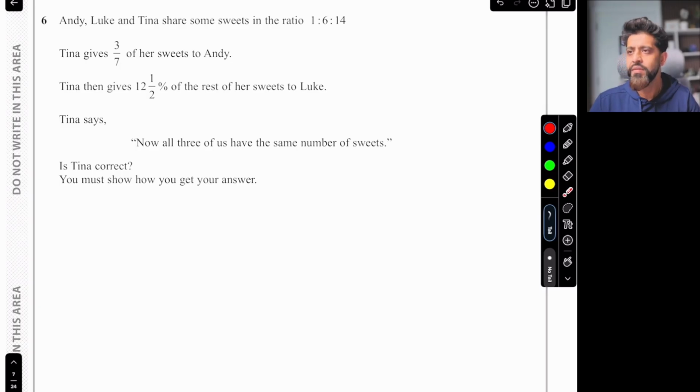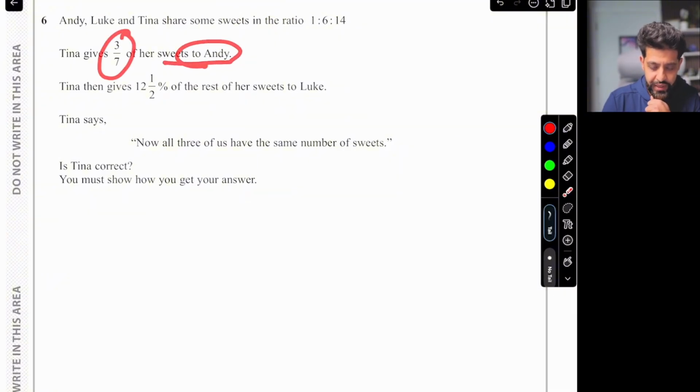Right, next, Andy, Luke, and Tina share some sweets in the ratio 1, 6, and 14. Tina gives 3/7 of her sweets to Andy. So Tina, who is currently on 14 parts, gives 3/7 of that to Andy, which is this. So he gains. Then Tina, gosh, Tina is generous, isn't she?